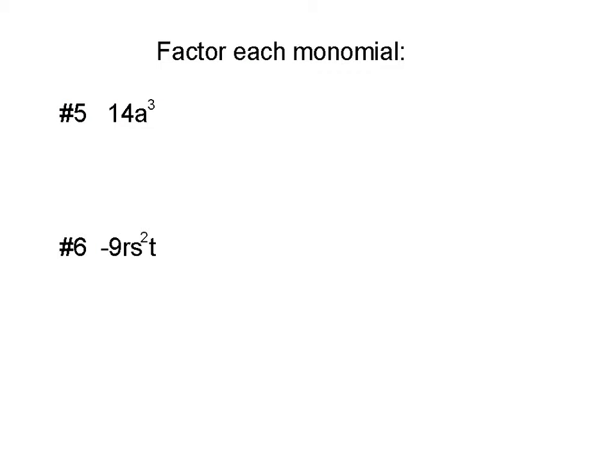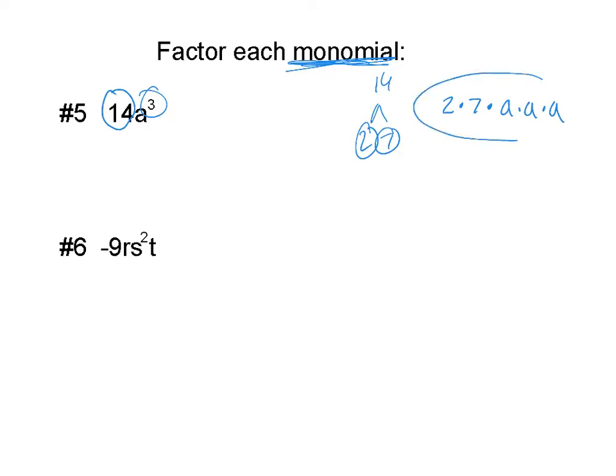Let's do a couple of the second section. Now you're going to be factoring these monomials, these chunks of numbers and letters and variables, right? So let's pull out our whole number first, and let's make a factor tree for 14. That's an easy one. There it is. It's done already. So 2 times 7 times, and then notice we have 3 A's. So A times A times A, and there's your final answer.